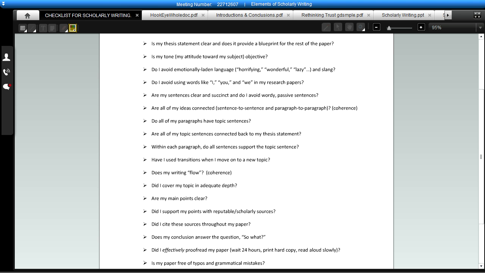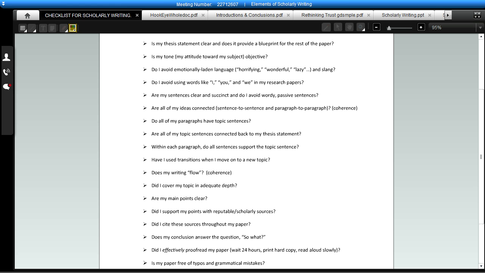Transitions, always effective. We have on our community page, community.pepperdine.edu, some handouts there with examples of effective transition statements, depending on how you are connecting your ideas. If you're comparing them, if it's more cause and effect, things like that, you want to insert those effective transitions before switching topics or connecting the ideas.